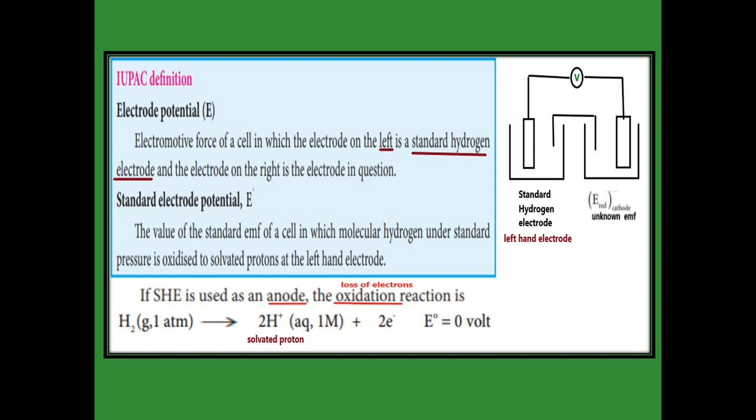So the standard electrode potential E naught is 0 volt, which we get from the standard hydrogen electrode placed on the left hand side. The left hand side electrode is the anode, and in the anode the oxidation reaction takes place. What is oxidation? Loss of electron. So the hydrogen molecule undergoes oxidation, loses 2 electrons and becomes 2 H plus, called solvated proton. In this reaction the EMF produced is 0 volt, so the E naught value equals 0 volt, and that is called the standard electrode potential.